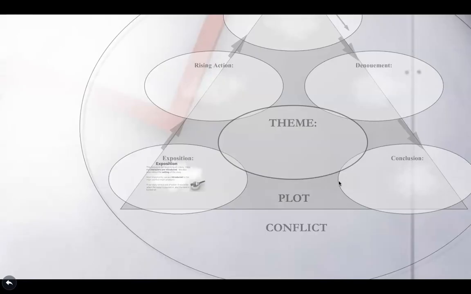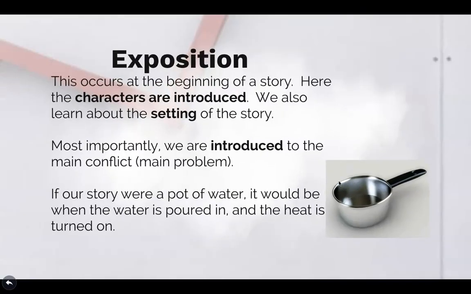So if we look at the beginning of a story, we call it the exposition. This is the beginning. It's the who, what, when, where, and why of a story. The characters are introduced, and importantly, we get a glimpse at what is going to become the main conflict, a problem to be solved.